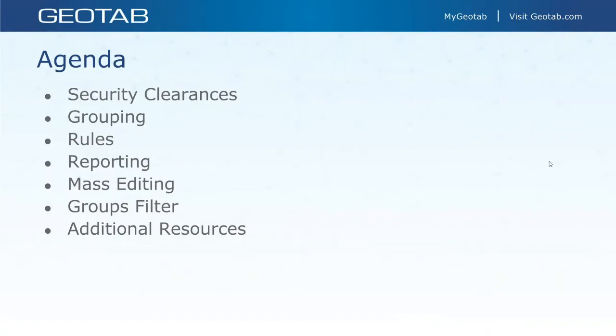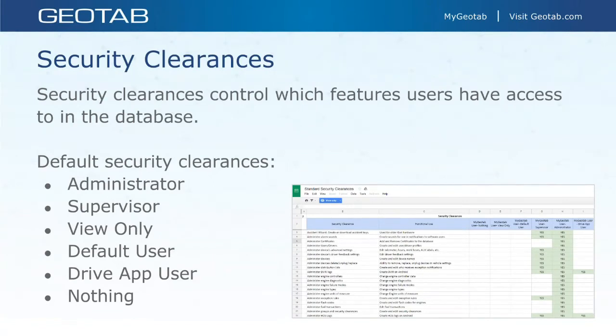So here is our agenda for today's webinar. Some of the different things in the database that we are going to be covering. Some things on users and security clearances, looking at grouping, some different options for organizing and structuring your fleet. Rules, some of the tools available to you there. If you have vehicles in different locations or different vehicle types, different time zones. Reporting is a big topic, so we'll show you, again, some of the tools in the database and also some custom reports that we have available in the Geotab marketplace that help you synthesize a large amount of data. Finally, we're going to look at mass editing, the groups filter, and we'll start with security clearances.